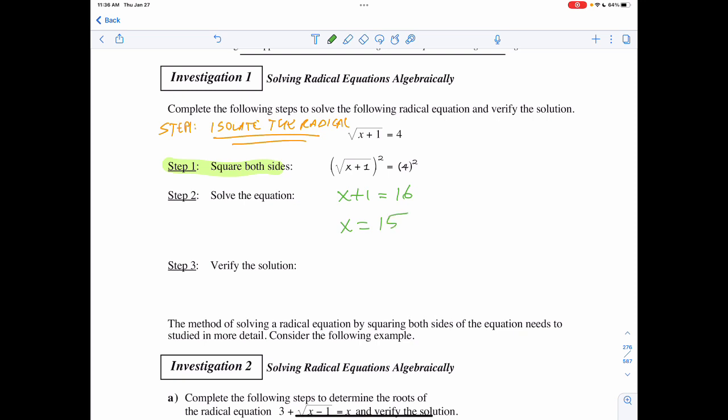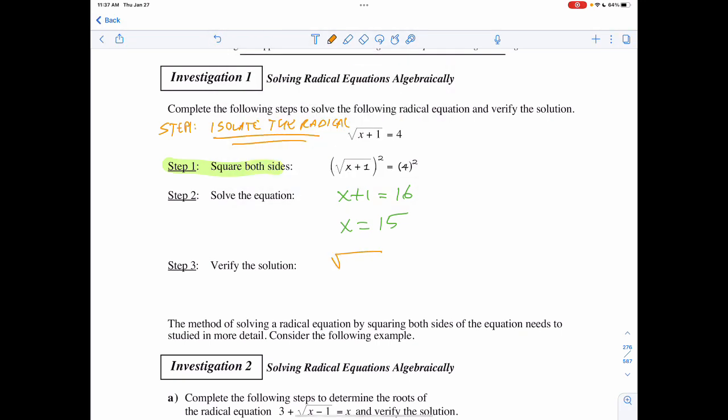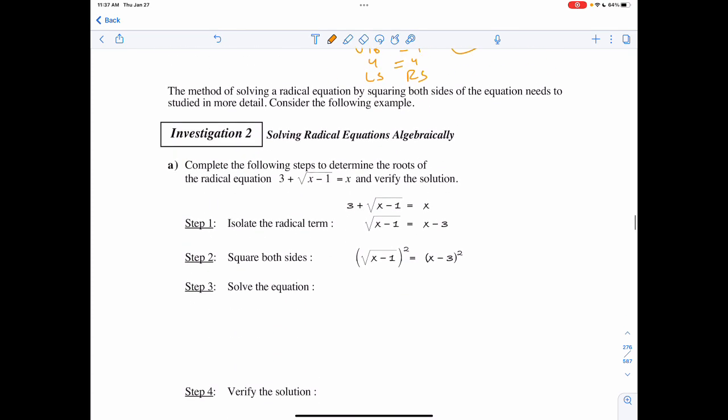And then like we did on the last page, we're going to verify the solution by showing that if I take the square root of 15 plus 1 equals 4, the square root of 16 is equal to 4, 4 is equal to 4, and the left side is equal to my right side. The verification is essential. If you only do the first part and don't verify, your answer could be wrong, even if you did everything else correctly. And we're going to see why that is very soon.